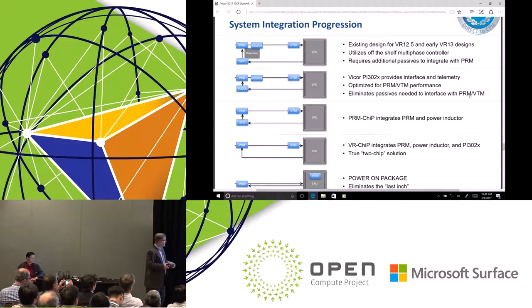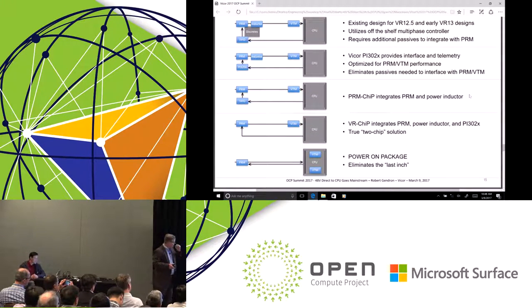Okay. Now the last one is the interesting one, if you scroll up just a hair. The last one is what we call power on package. That is taking that VTM, which I told you is high density, low noise, high efficiency, and moving it in with the CPU. So taking it off the motherboard, putting it in with the CPU. So why would you do that?